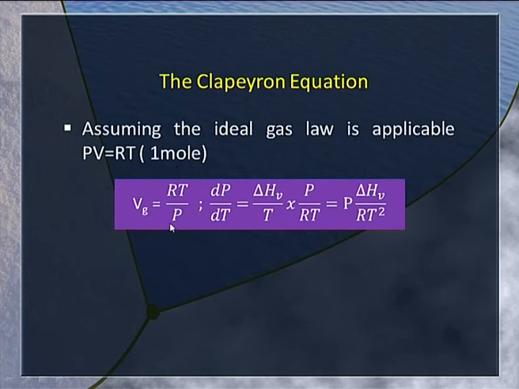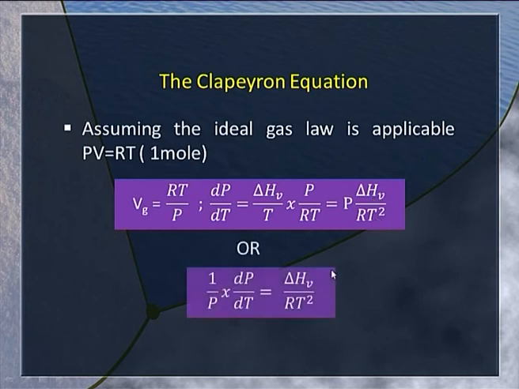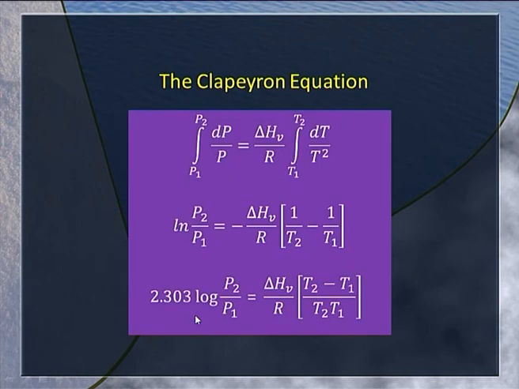When we put these values here, V gas is RT by P, so dP by dT equals delta H V, the molar heat of vaporization, divided by temperature, and the V gas is replaced by RT by P. So, it has to go in a reversible manner. So, P by RT, and we get the expression dP by dT equal to P delta H V by R T square, or we can rearrange the terms, the P is cross multiplied, and we can carry out the integration with limits.